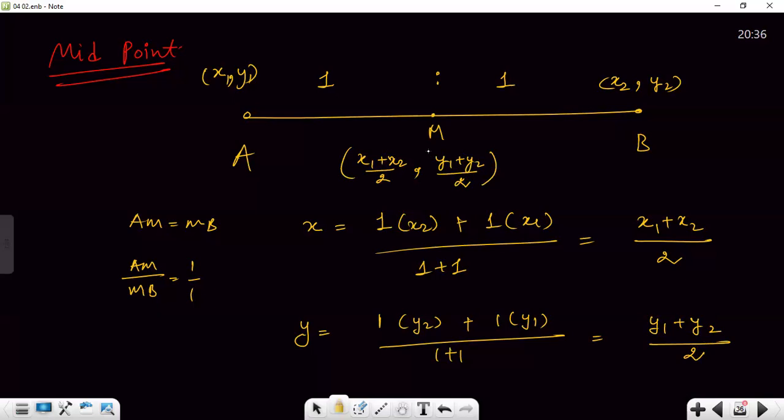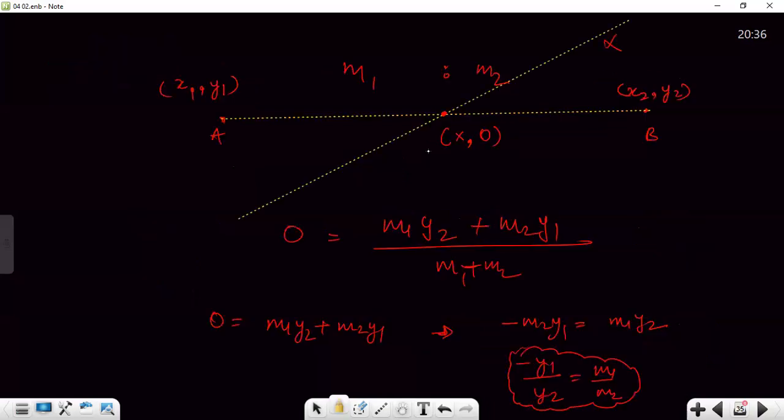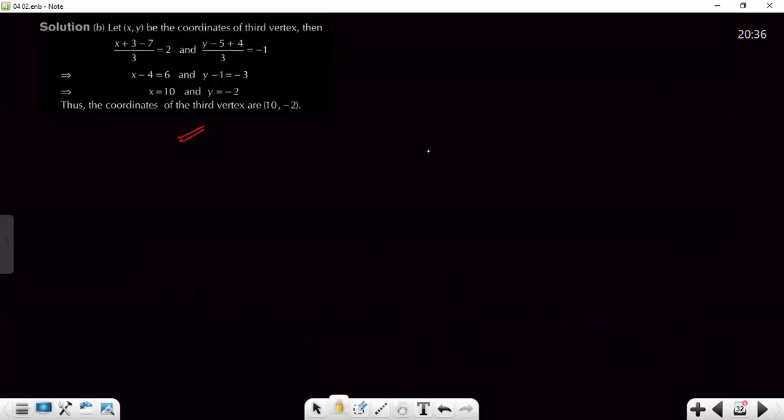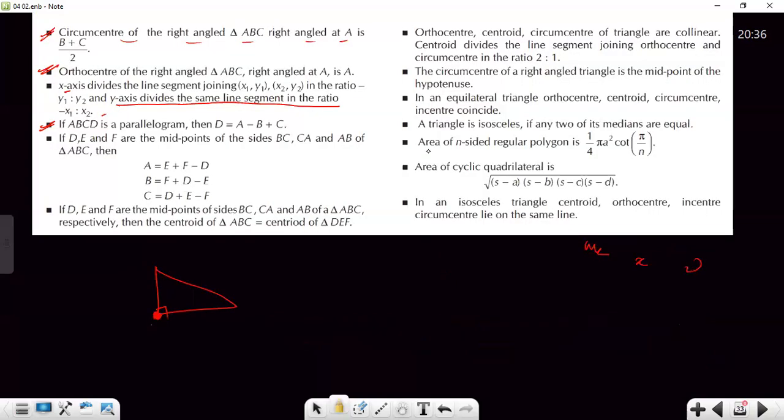This reminds me of the coordinate of centroid, which are x1 plus x2 plus x3 divided by 3. And the ordinate for centroid of a triangle are y1 plus y2 plus y3 divided by 3. This time here midpoint x1 plus x2 divided by 2, y1 plus y2 divided by 2. Now you will be able to better understand what this point is meant to say.